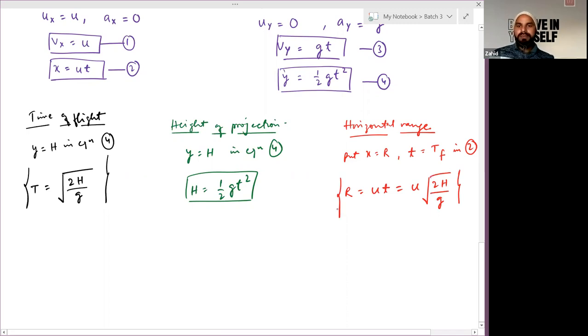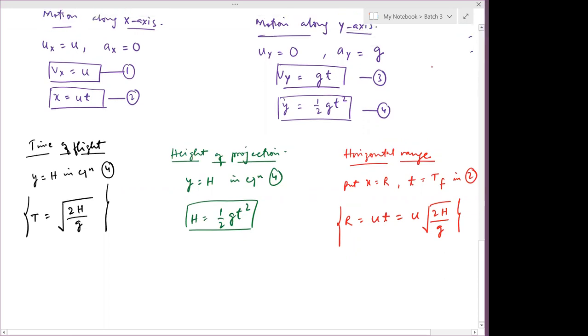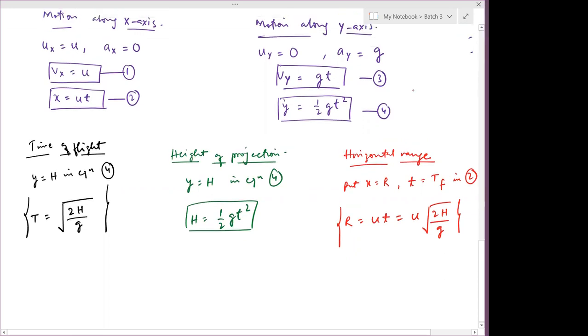Is it clear till this part? Muhammad Umar, any doubt? Nida, is it clear? Yes. Okay.